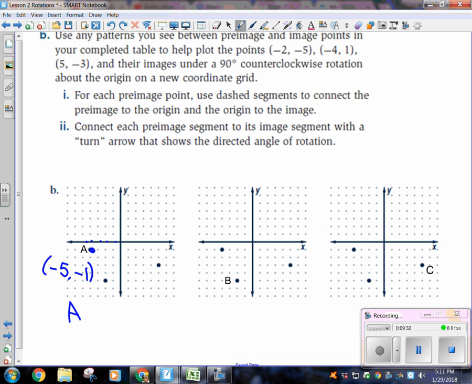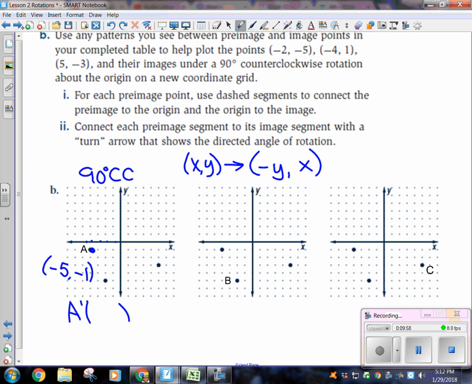Now I want to rotate this point 90 degrees counterclockwise. And when I do that, I'm going to keep in mind that this is my function rule. Remember, the y's come to the front, the x's go to the back, and then the first one goes opposite. Okay, so that's my function rule. I'm going to practice the rule on this new point. So I want to locate it.